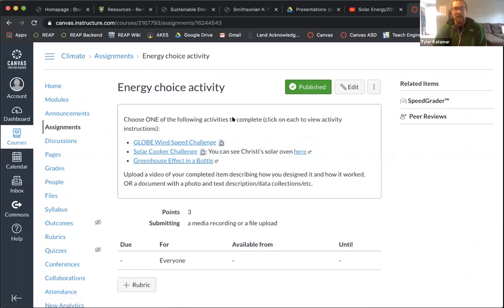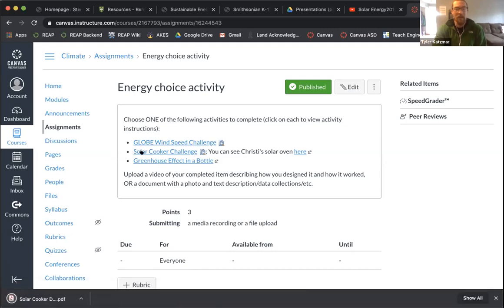And there are 3 energy activities or challenges that you can choose from. I'll be going through the solar cooker challenge here real quick. Let's see, probably won't let me pull up this PDF, but y'all have the solar cooker PDF as well as the wind speed challenge and the greenhouse effect in a bottle PDFs on your USB. They can also be found on Canvas here. So Tyler, remember we didn't get them on their USBs for this one. I know. We apologize for that. We tried, but we didn't have all 3, so we didn't put them on there to avoid confusion. But they are all here on Canvas. Yep. So only on Canvas then.